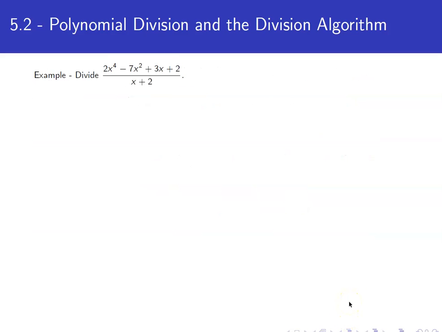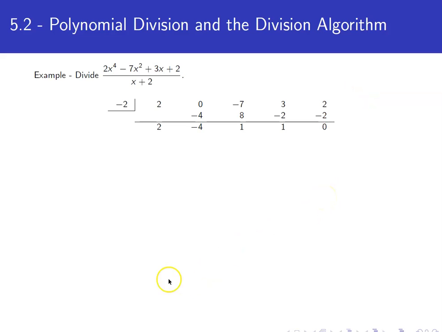Let's do another example of synthetic division. So let's say we want to divide 2x to the 4th minus 7x squared plus 3x plus 2 by x plus 2. Alright, so again, this is x minus a, minus 2, so we'll put the negative 2 up in the left-hand corner. The coefficients here start at 2 for the x to the 4th. The x cubed term is missing, so I put a 0 in for the x cubed, then minus 7, a 3, and a 2.